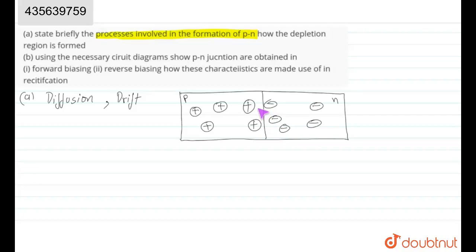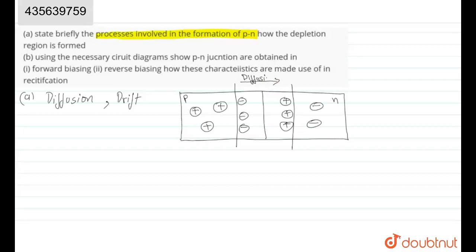So these holes start to combine with these electrons and they leave behind corresponding ions. So when the holes and electrons combine, they neutralize and they leave behind ions of opposite nature. So here negative ions will be left and here positive ions will be left. During this process, as they are moving, a diffusion current is set up.